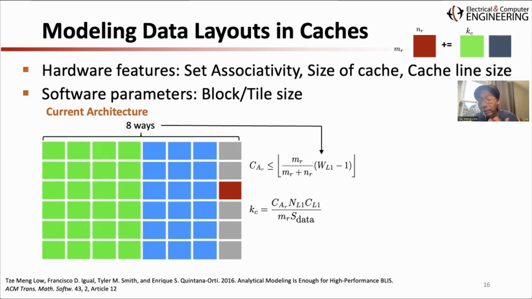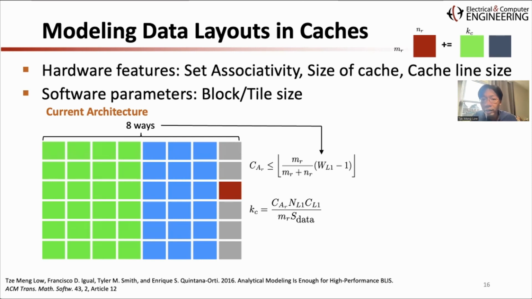So let me illustrate again with matrix-matrix multiply. On the top here, we have our matrix-matrix multiply parameterized by 3 parameters, MR, NR, and KC. In this case, with an 8-way set associative cache that we show on the bottom left, you need to split up the 8 different ways amongst the 3 matrices: the output C, A, which is the green, and B, the blue.